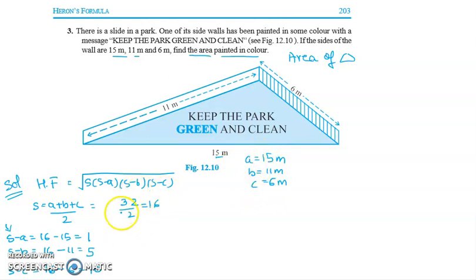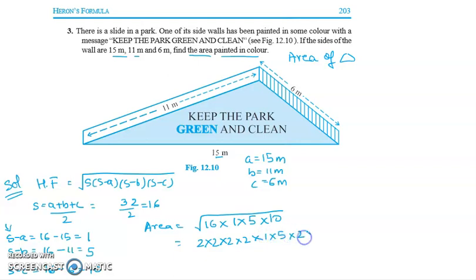Now substitute in Heron's formula. So area is equal to the square root of s, which is 16, times s minus a, which is 1, times s minus b, which is 5, times s minus c, which is 10. So this is equal to root of 16. I can write 16 as 2 into 2, 4, 4 into 4, 16; this is otherwise also a perfect square, students. Into 1 into 5 into 2 into 5. 10 is again split as 2 into 5.